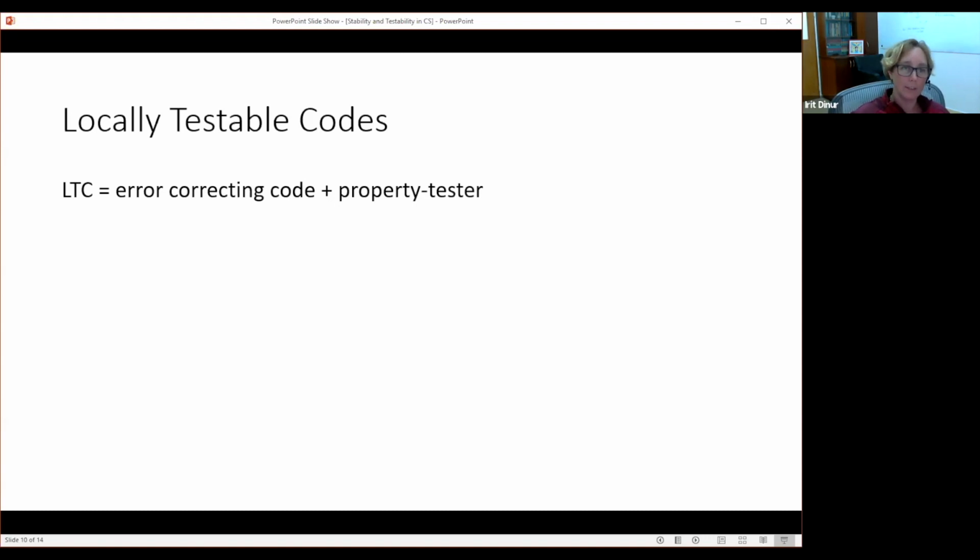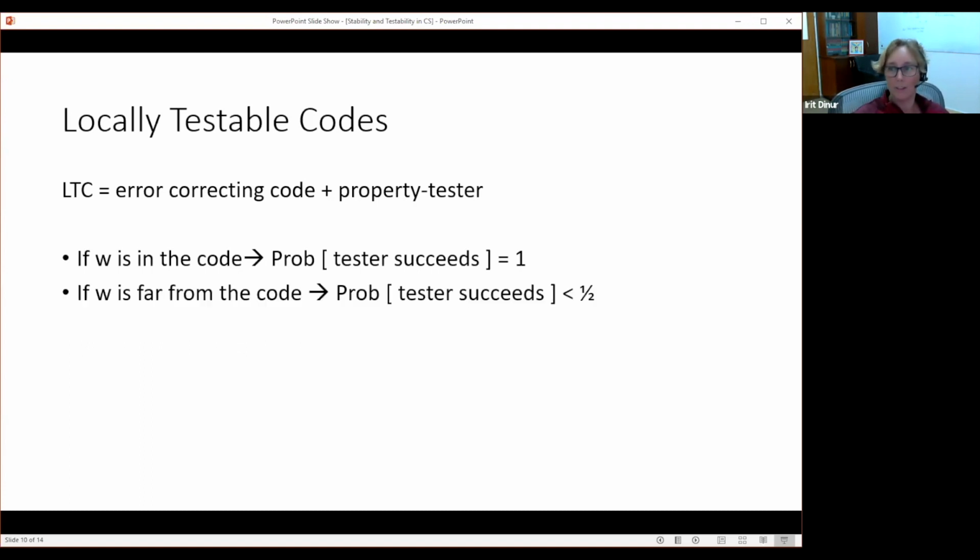And what is a locally testable error correcting code? It's an error correcting code that also has a property tester, like the kind we were discussing throughout this hour. What does that mean? You're looking at a string W, and the property tester should have the following property. If W is in the code, in this linear subspace, the tester should succeed with probability 1. And if it's not, and again, we don't care about one bit flip, we care about W that's far from the code, where you need to change many bits, then the tester will succeed with probability bounded away from 1. So there will be a noticeable fraction of rejecting tests. Okay, that's a locally testable code.